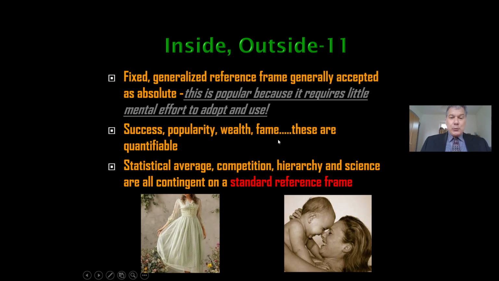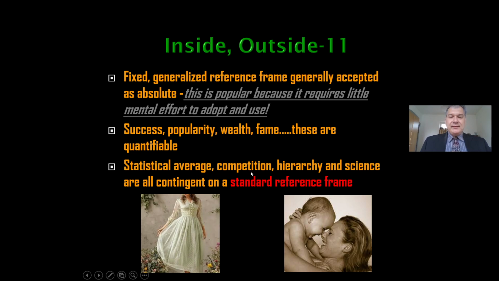Success, popularity, wealth, and fame, these are quantifiable. Why are they quantifiable? Why are they subject to numbers? They are subject to numbers because they are artificial, because they are exclusive, there is no variation, there is no flow of energy, there is no uniqueness here. These are all the clothing.